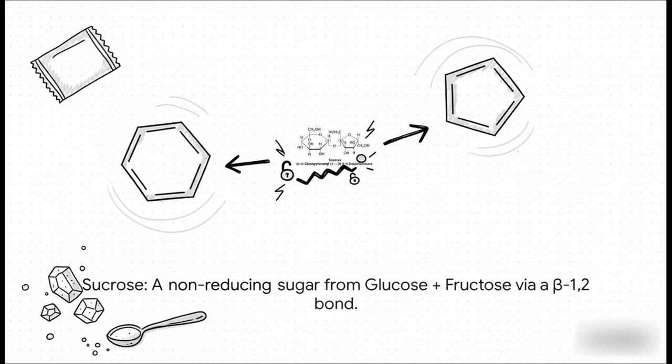Now, the bond that joins them is super specific, a beta-1,2 glycosidic bond. And here's the key. This bond ties up the most reactive part of both sugars, their anomeric carbons. By locking them both up, there are no reactive ends left hanging. This is precisely why sucrose is known as a non-reducing sugar. It's chemically stable and doesn't really want to react with other things.